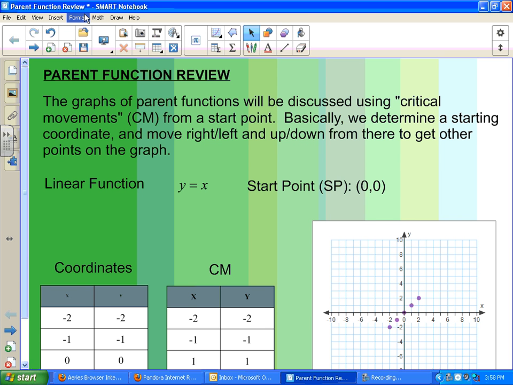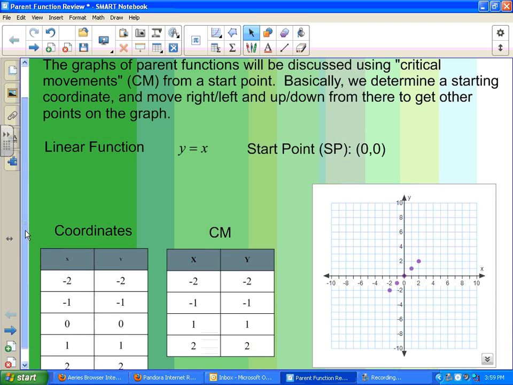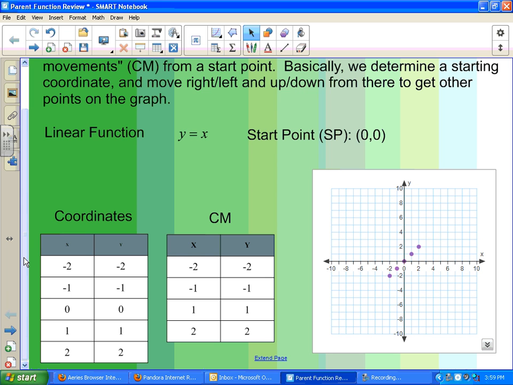These are your pure functions before you've transformed them. You haven't stretched or shrunk them in any way. You haven't deflected them over any axis. You have not translated them right or left, up or down. We use these parent functions and their respective movements to help me draw graphs of functions that have been transformed.